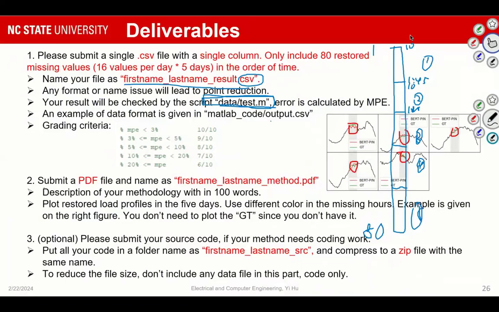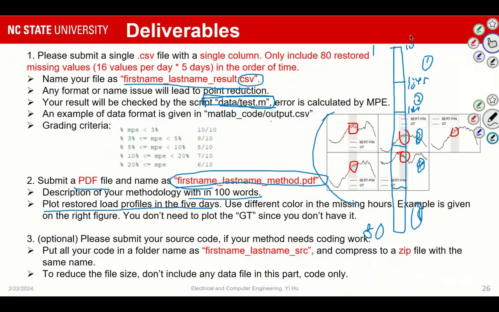And then the second thing is you need to briefly describe your methodology. Submit a PDF file and name it this way, and describe your methodology within 100 words. Make it simple and make sure you cover everything in your methodology. And last, you should plot out your restored result. Something like this. This is the example.